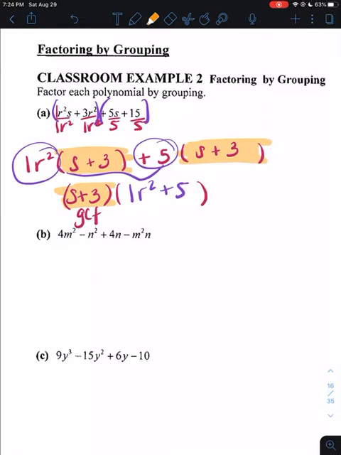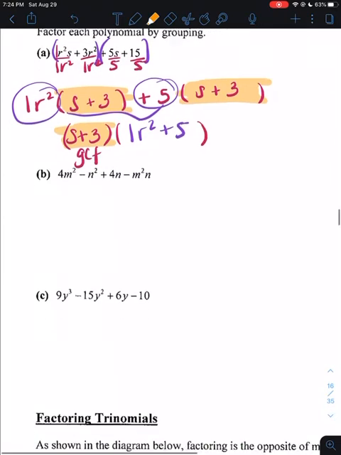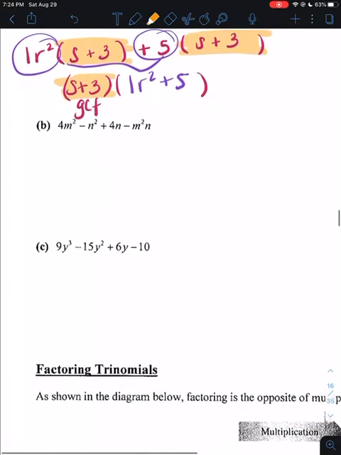All right, so I know I went through a lot. We did factoring out the greatest common factor. I just explained a factoring by grouping problem, which requires factoring out the greatest common factor. So I want you to pause the video and try examples B and C. All right, try both, B and C.